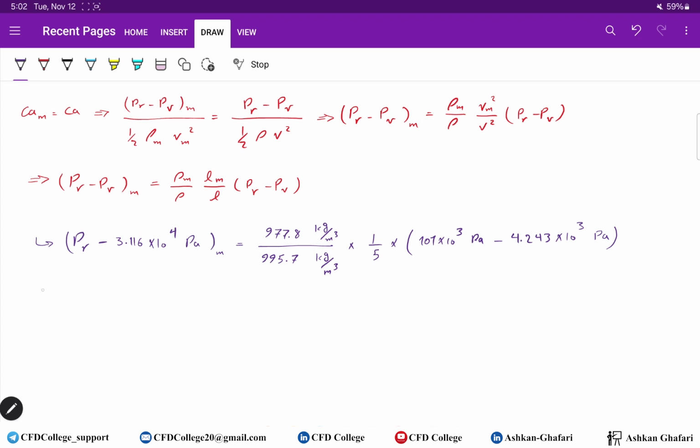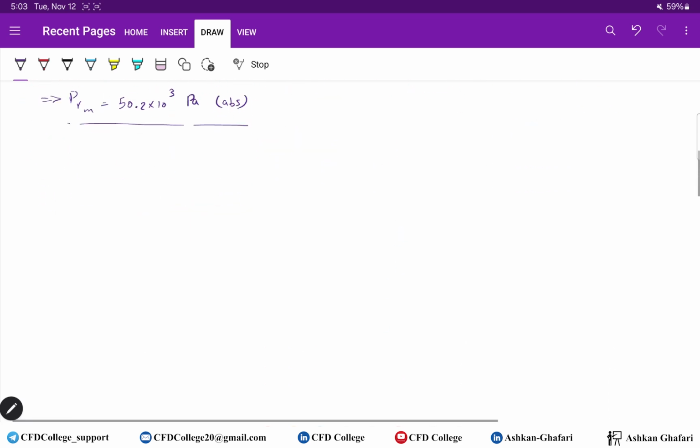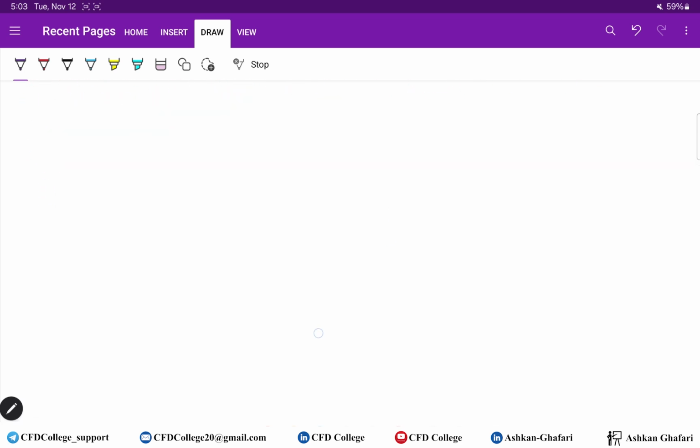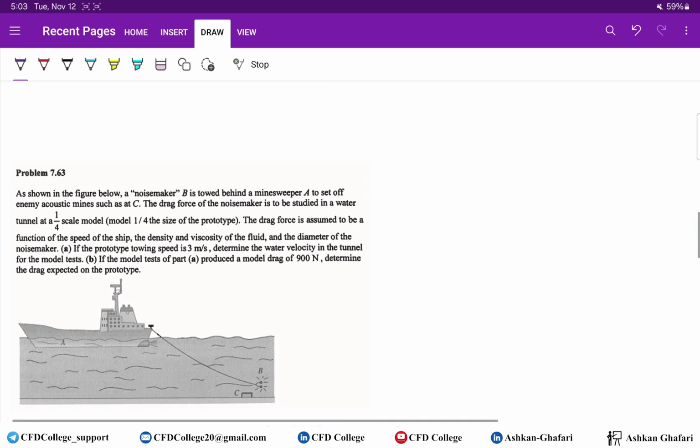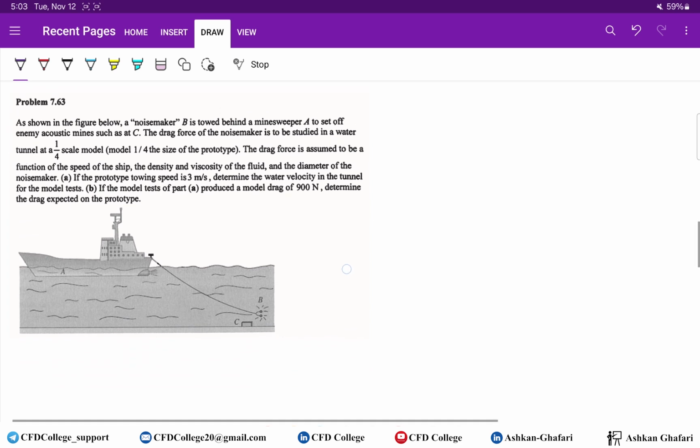And from this you can find P for the model is 50.2 times 10 to the power 3 Pascal. And this is absolute pressure. This is the first problem. As you can see, it's not that difficult. Let's jump to the second problem.